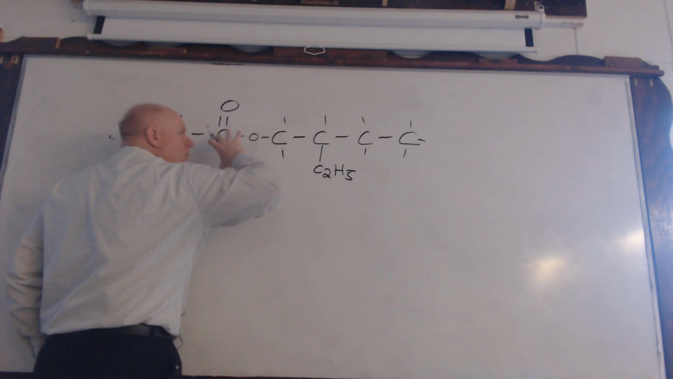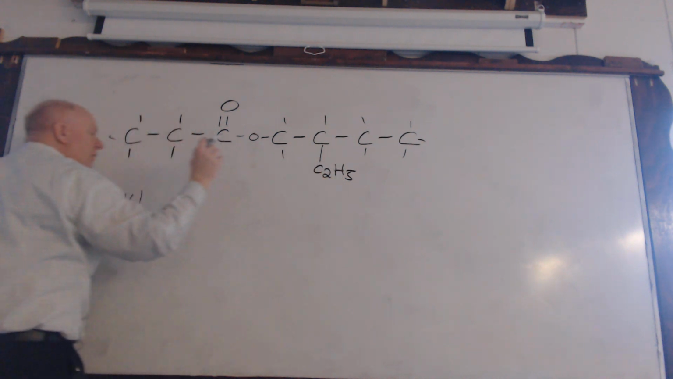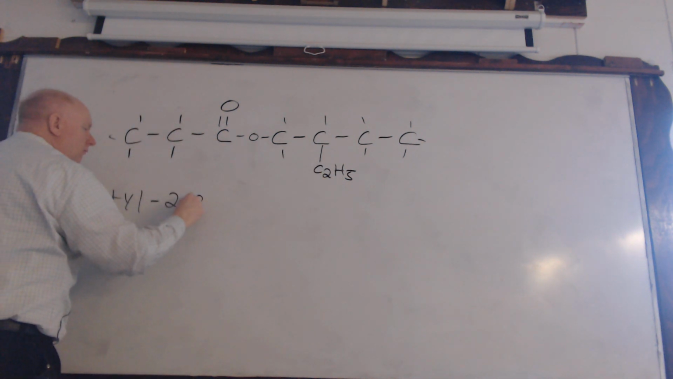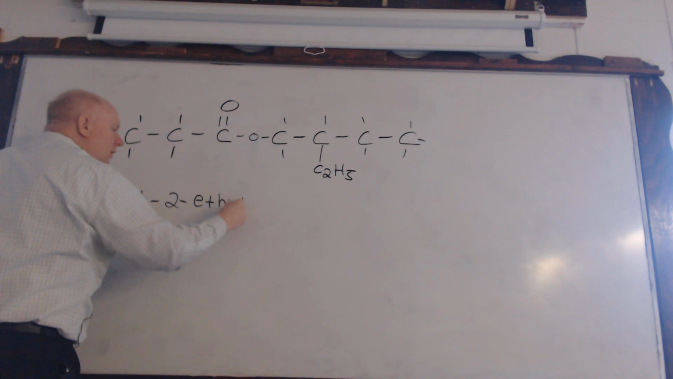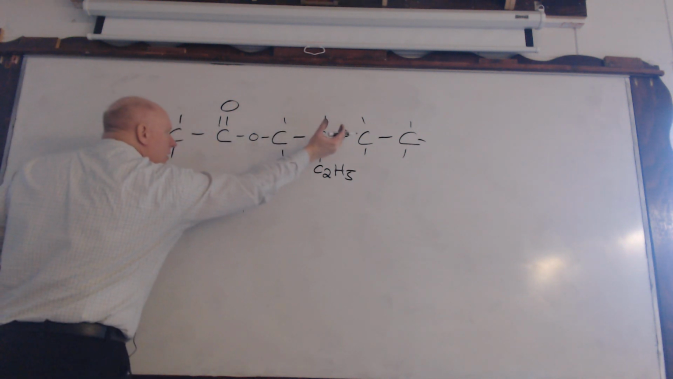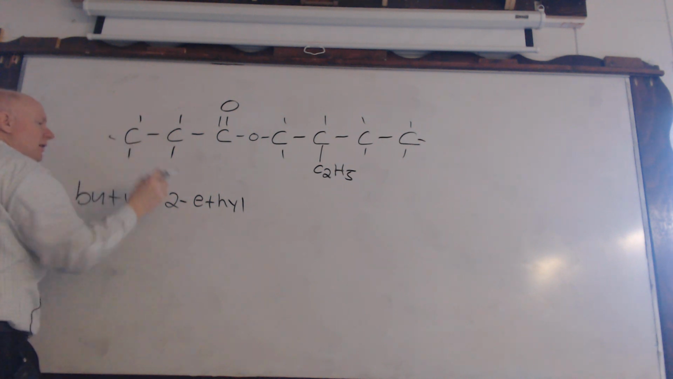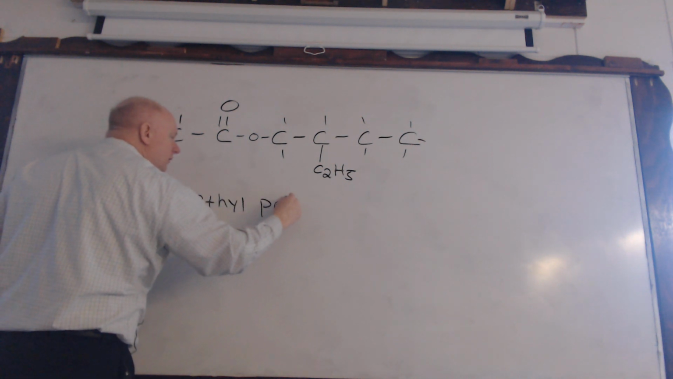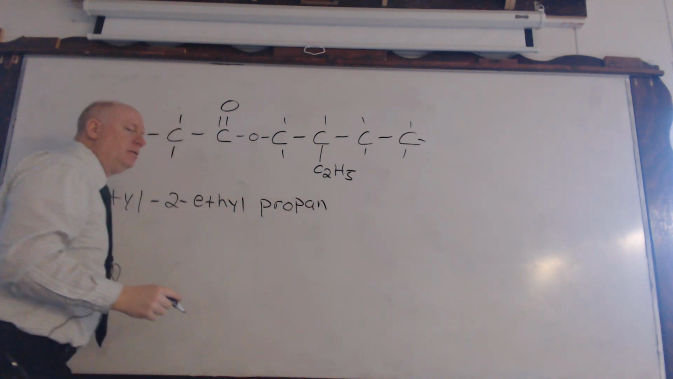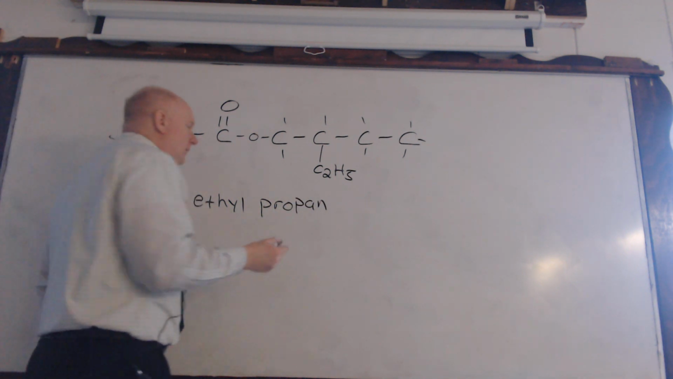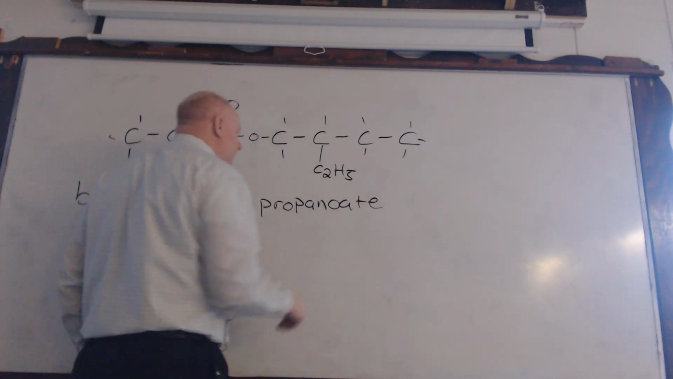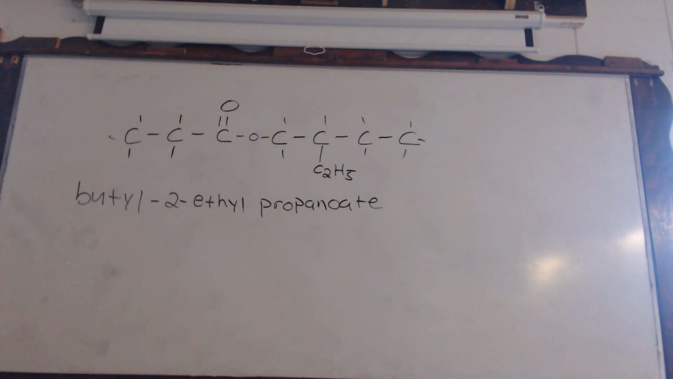Go from the center, work out. This ethyl group is where? Now we've taken care of our alcohol side. Now our acid side is what? Close. Butyl 2-ethyl propanoate. Okay. So we will pick up with this again tomorrow. We'll catch up to you next time.